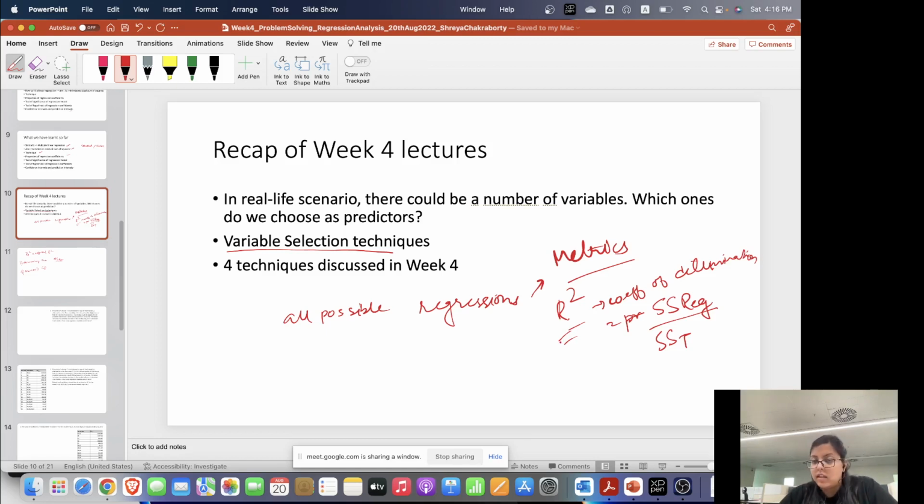Of course there are other variable selection techniques like stepwise regression, forward selection, backward selection, that I'll discuss next week. So this week what was discussed is that if we can possibly fit all possible regressions from our pool of predictors, then from that set of models, how am I going to select regression equations or variables which can maximally explain the variance in our dependent variable.